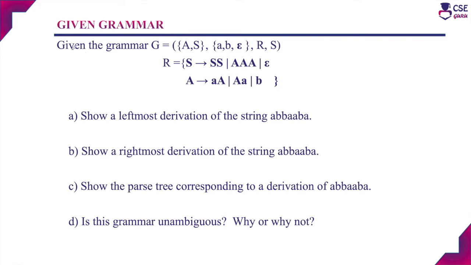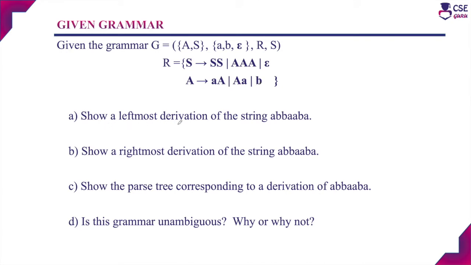The problem is: given the grammar G with the non-terminals A and S, and terminal symbols a, b and epsilon. R is the production rule, and S is the start symbol of the grammar. So the grammar is S derives SS, A or epsilon. A derives a or b.